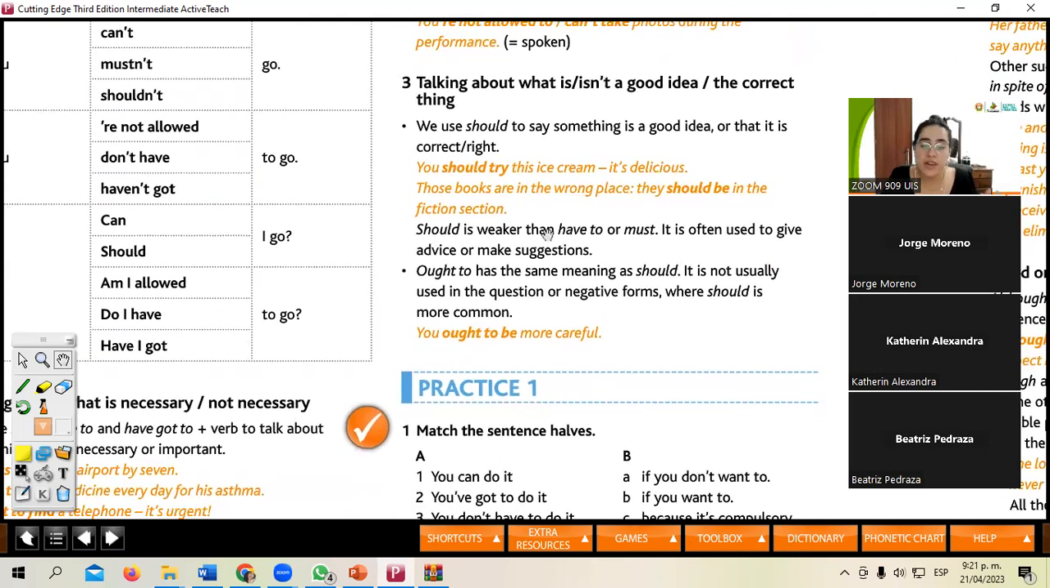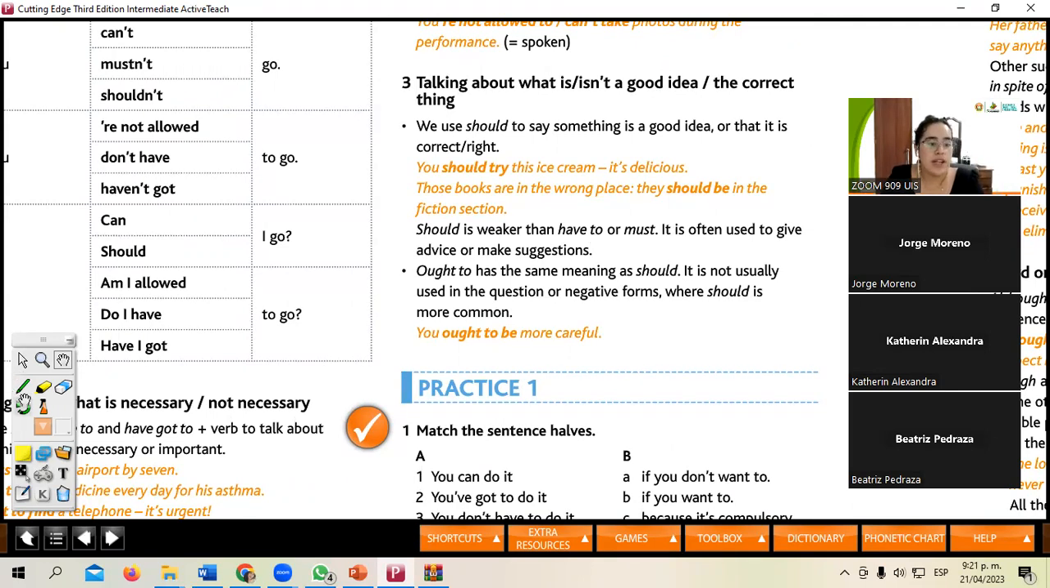Should is weaker than have to or must. Entonces siempre va a ser have to, must y después viene el should. El should no es una orden. Okay, siempre será más una sugerencia o lo que es una buena idea. It is often to give advice or make suggestions. Lo usamos para dar consejos o hacer sugerencias.